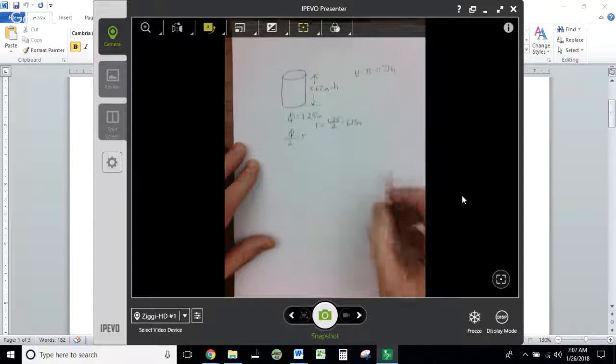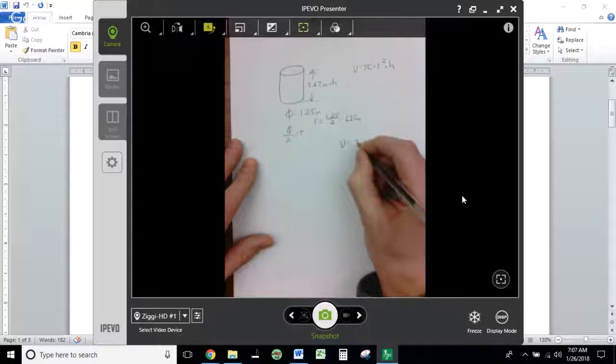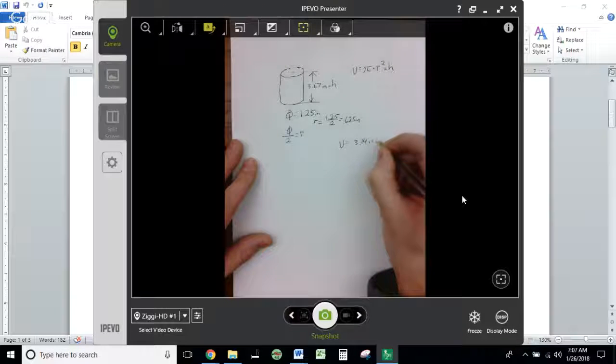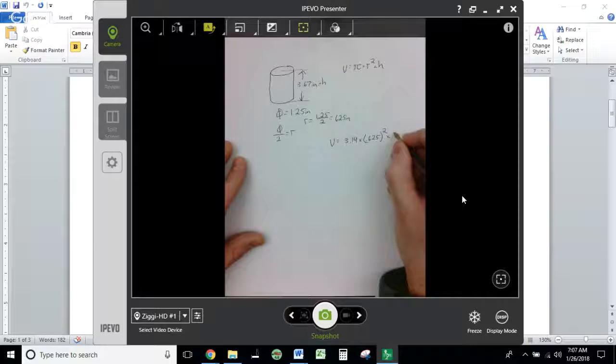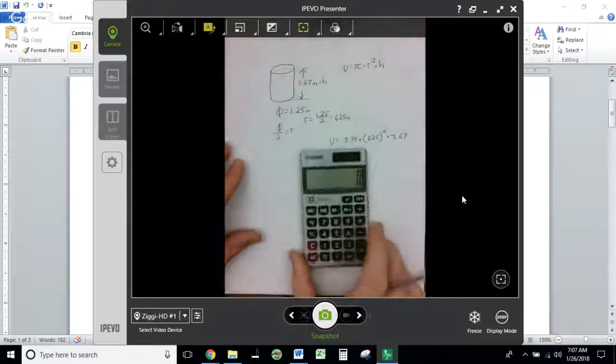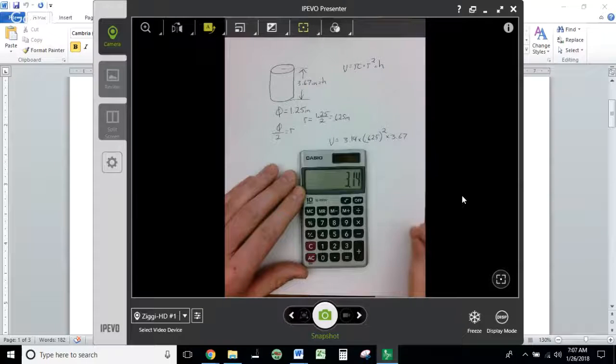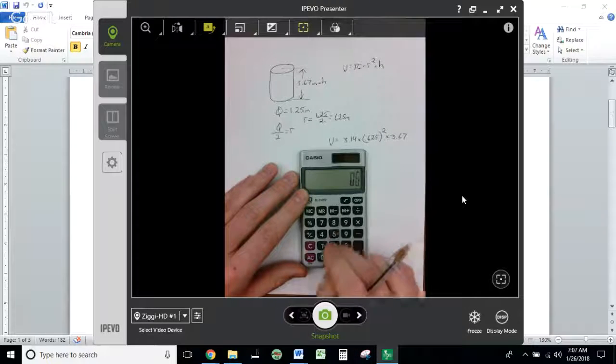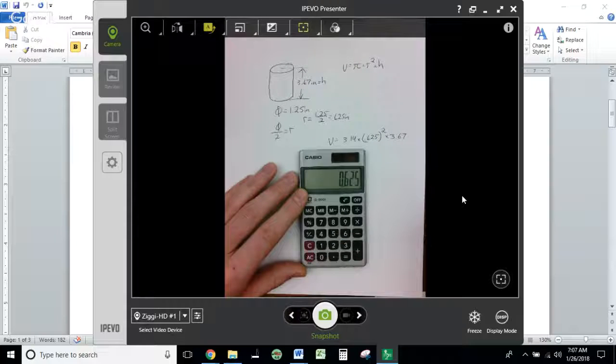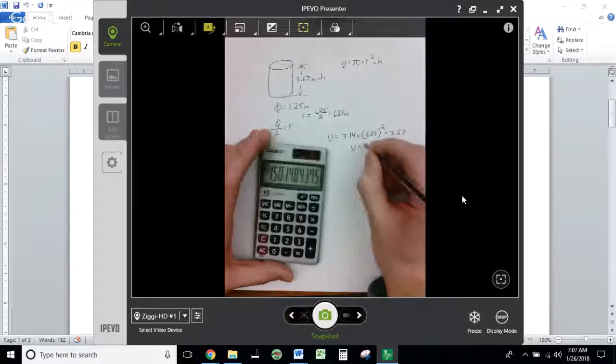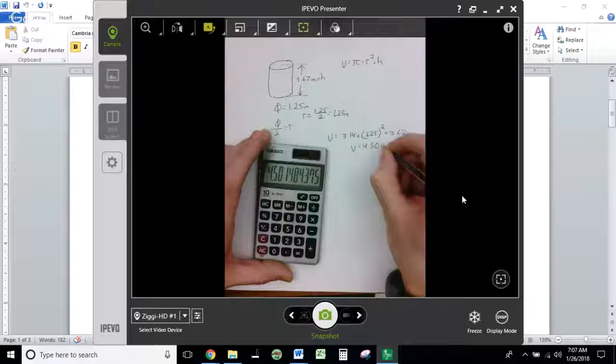So let's go and plug in. We have volume is equal to pi 3.14 multiplied by 0.625 squared multiplied by our h, which is 3.67. Again, I can take my basic calculator and just go 3.14 multiplied by 0.625. Again, 0.625 squared is just 0.625 multiplied by 0.625 times 3.67. That gives us a volume of 4.50 inches cubed.